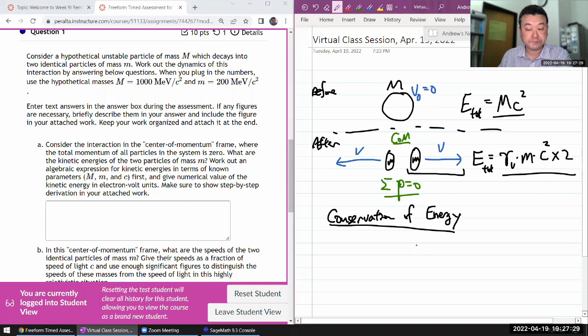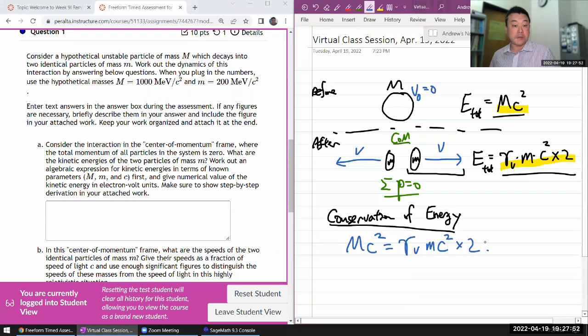And what conservation of energy says is that this expression for energy should be equal to this expression of energy, because energy didn't change in the process. So Mc squared is equal to gamma of v, small m, c squared, times 2. Okay.